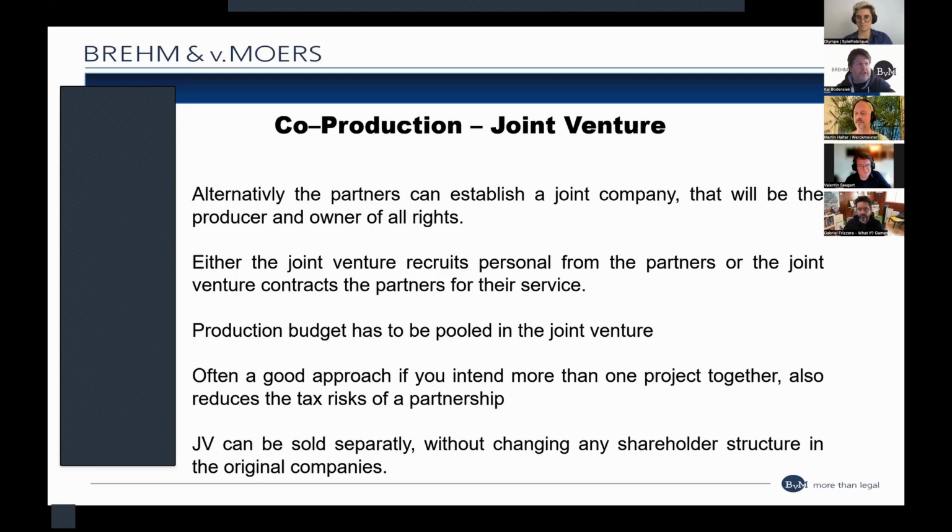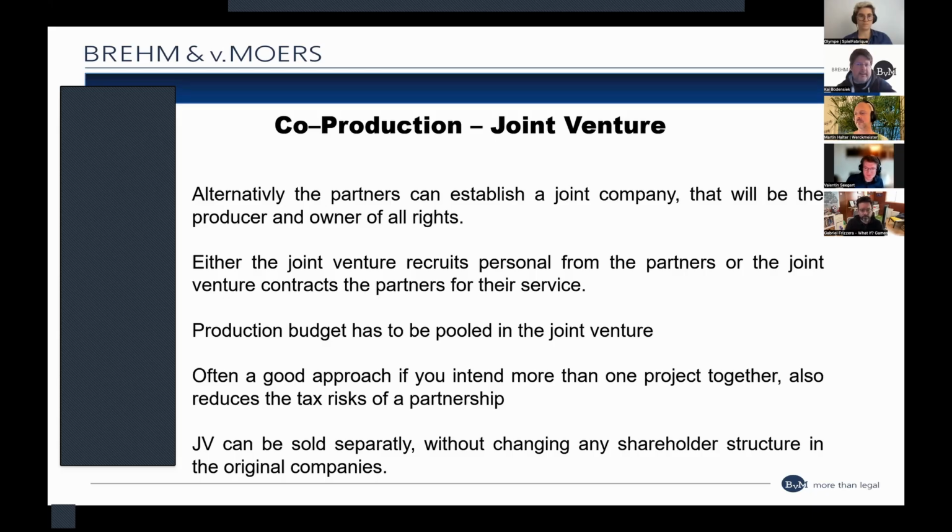The other alternative is a joint venture. A joint venture means that we form an independent joint company with its own company identity that will do the production. And a typical structure is here forming a joint limited liability entity in one of the countries and providing the development funds to that entity, and then entering into development agreements with both shareholders.